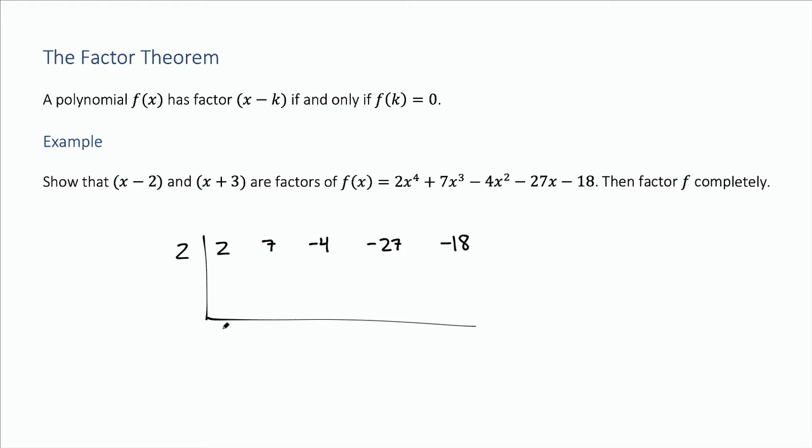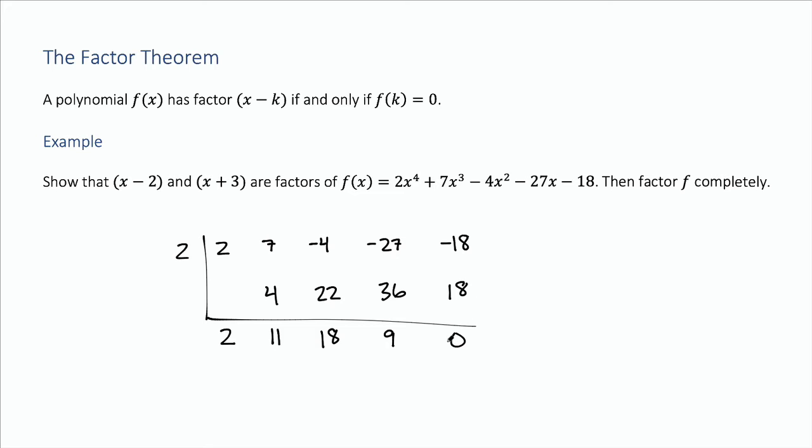We bring the 2 down. 2 times 2 is 4. 7 plus 4 is 11. 11 times 2 is 22. 22 plus negative 4 is 18. 2 times 18 is 36. Negative 27 plus 36 is 9. And 9 times 2 is 18. And negative 18 plus 18 is 0.